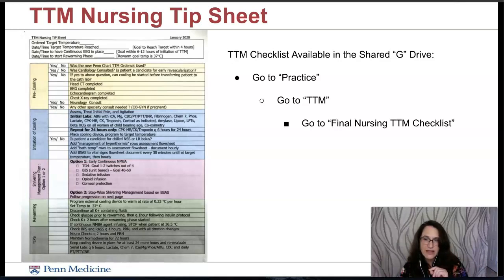It may be added to that CPG soon. If not, or if you need it in the interim, you can get it out of our shared drive, which is the G drive. So you go into the folder on the computer, go to the G drive for CCU shared drive, go to the practice folder, then go to TTM within the practice folder, and this one is listed Final Nursing TTM Checklist. So make sure that you're getting what you need as you go through. But we're going to talk about that in a little more detail so the text makes sense.